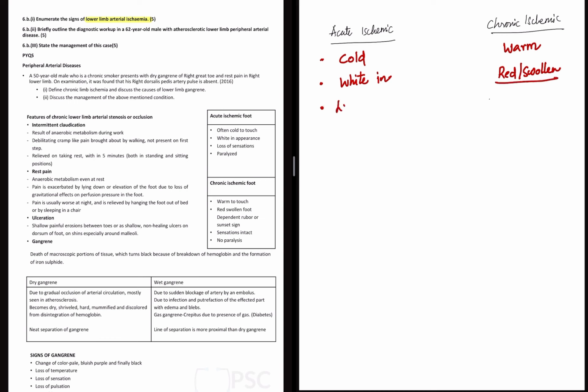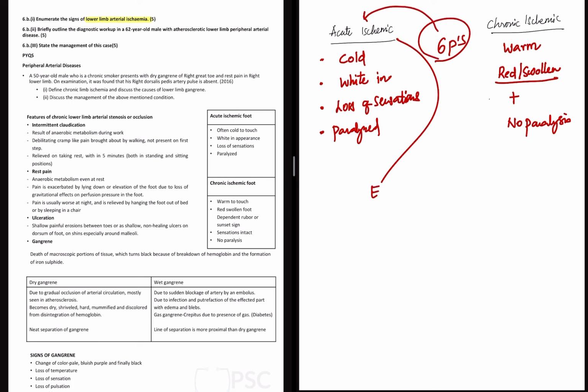Next, there will be paresthesias, which later lead to loss of sensations, but here sensations are intact in the chronic ischemic foot. And paralysis, which is commonly seen in the acute ischemic site, is very rarely seen, so there is no paralysis. So the 6 P's we see are specific for the acute ischemic foot, which is caused by embolism. In chronic cases, you will not see these 6 P's. You will see warm, red, swollen, sensations present, no paralysis. So this differentiation you have to mention for the 5-mark question.